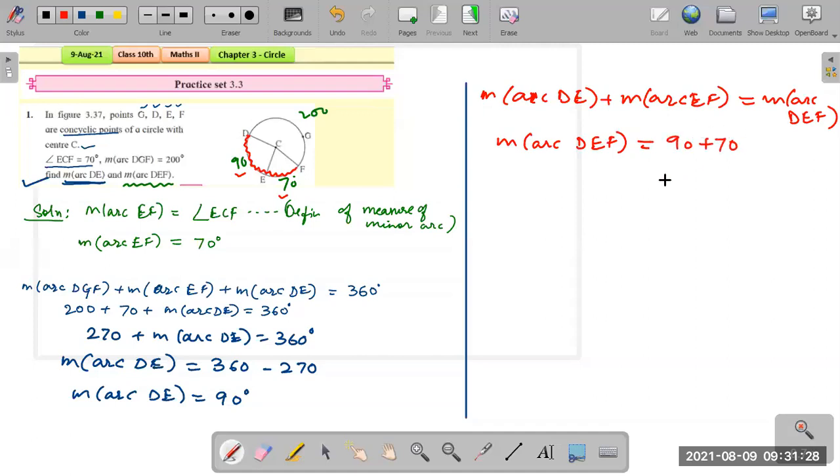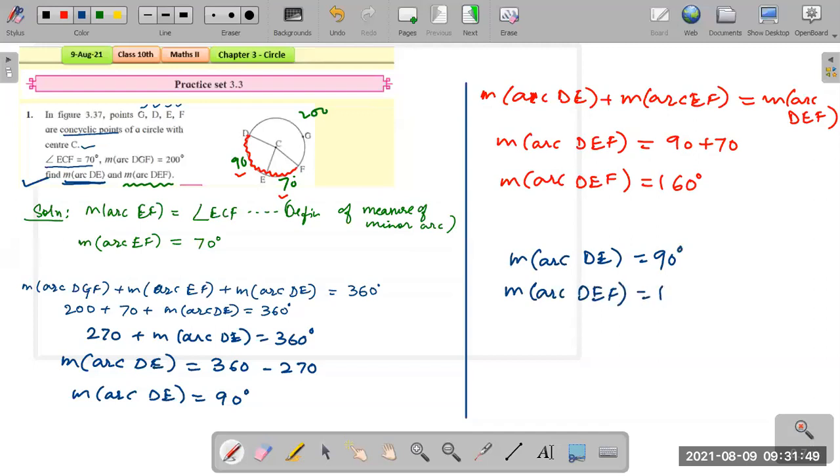We are adding them up and that is equal to how much? 160 degrees. So finally we have got measure of the arc DE, which is equal to 90 degrees, and also measure of the arc DEF, which is equal to 160 degrees. Right? Once you are done, you should highlight your answer. Okay, let's move on to next question.